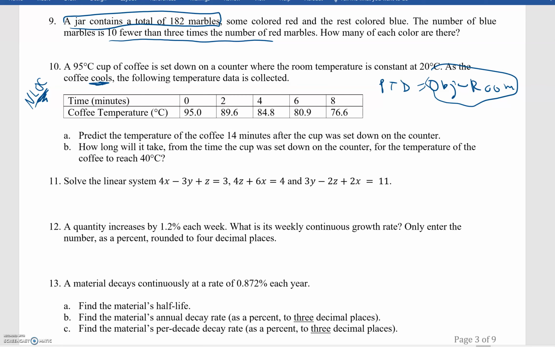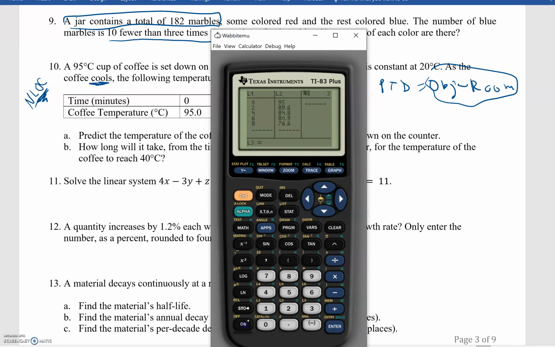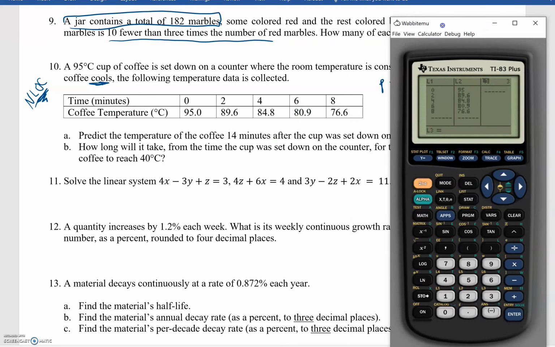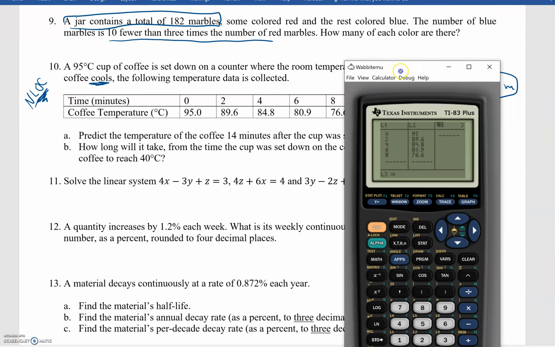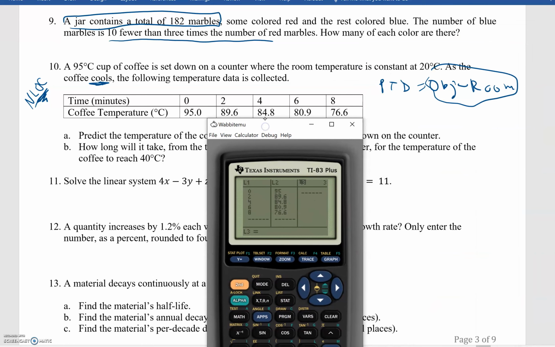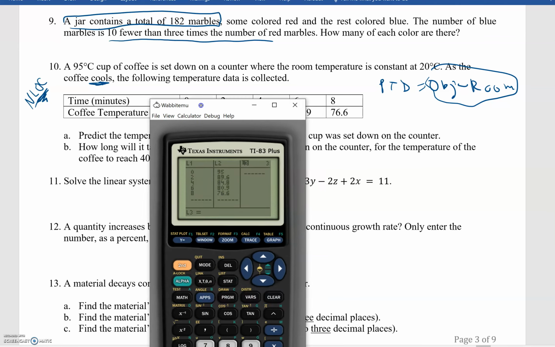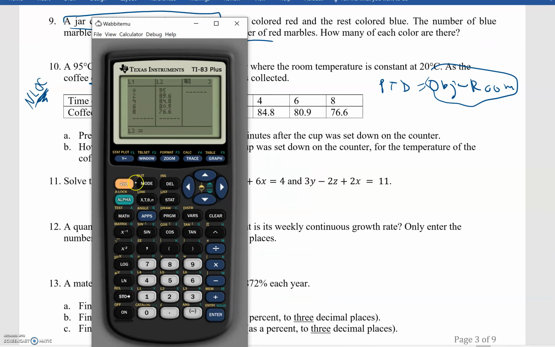So we need to go to the calculator and enter this data. I actually did that already. So I've got my data entered in the calculator. And now for column L3, because I need to do the regression on the temperature difference, for column L3 I'm going to do column L2 minus 20 degrees. Okay, so that's my PTD data.